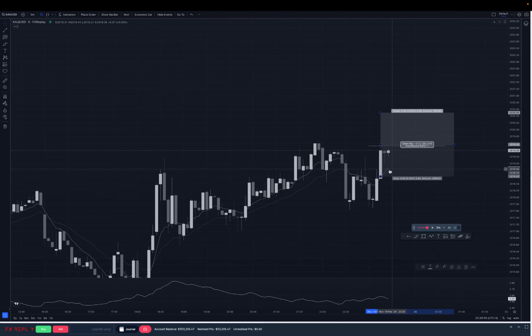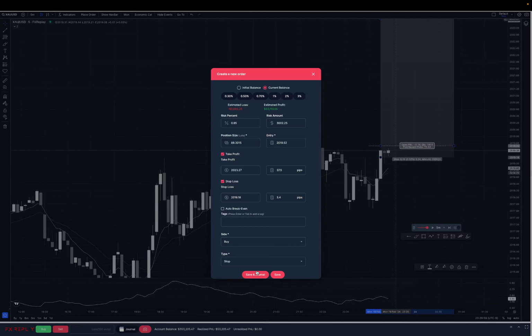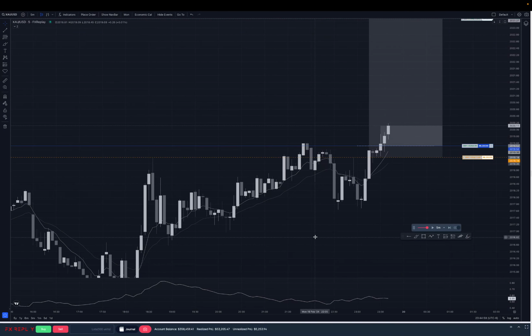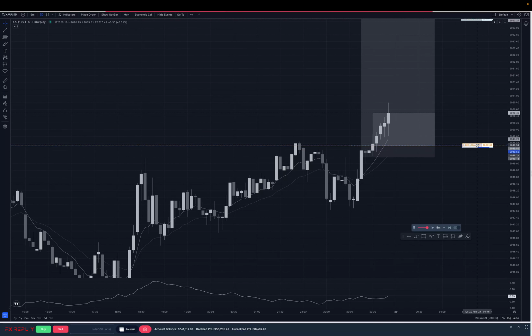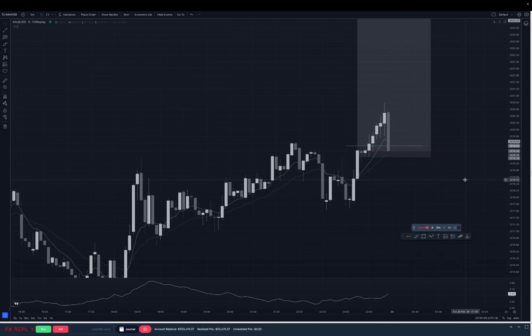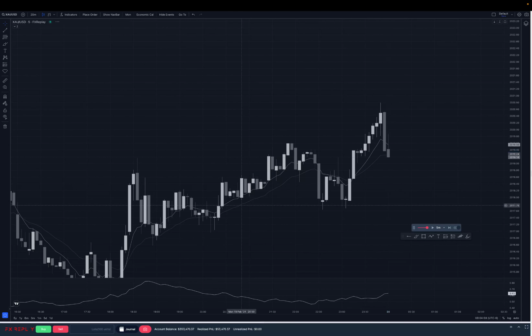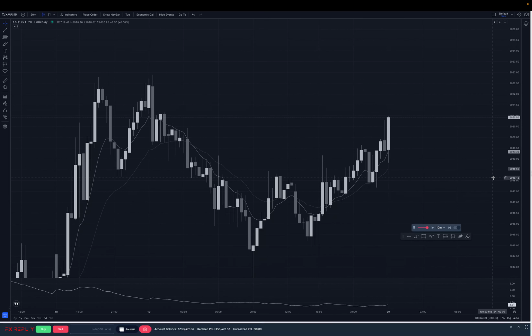Yeah, it should be along 3.9, so we could tighten it to like 2 point something. Yeah, something like that. Get tapped in, move to break even, take a break even. 20-minute, waiting for a new validation.